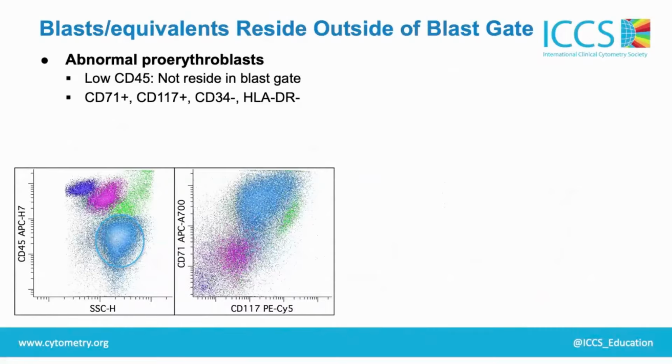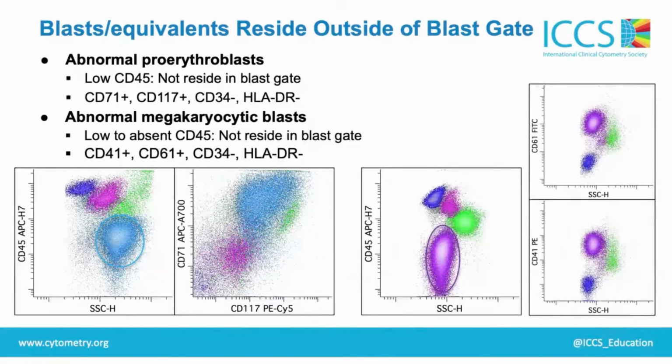Abnormal proerythroblasts in acute erythroid leukemia have low CD45, so are out of the blast gate, but can be confirmed by CD71 and CD117. Abnormal macrocytic blasts in acute megakaryoblastic leukemia have low to absent CD45, so are also out of the blast gate, and can be confirmed by CD41 and CD61.